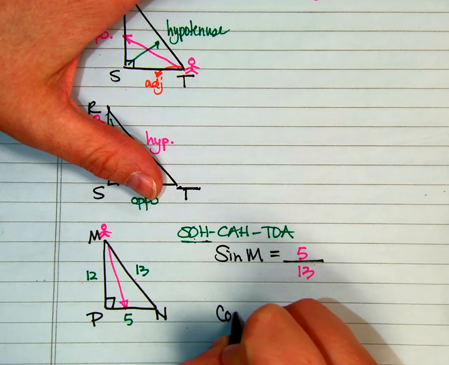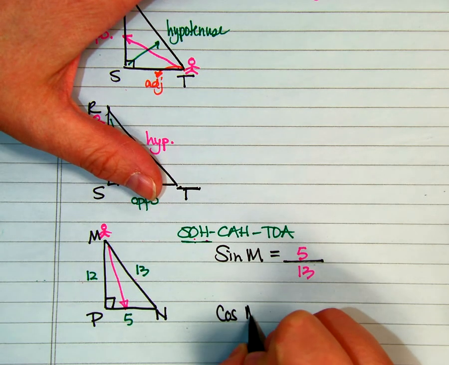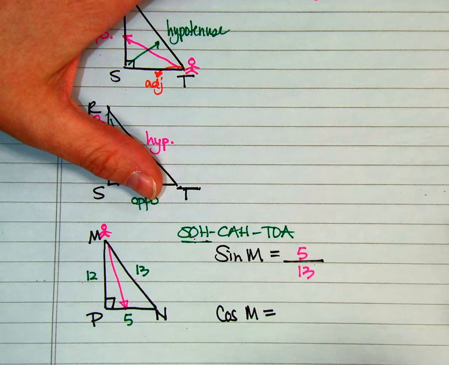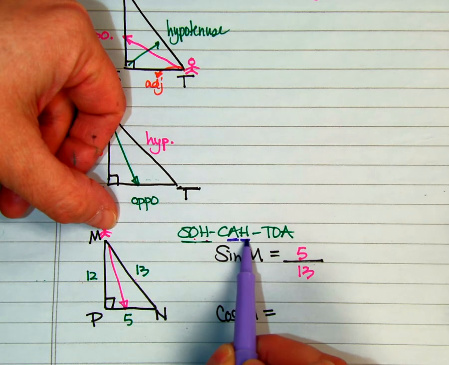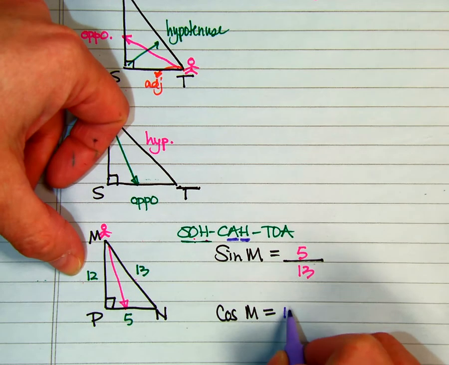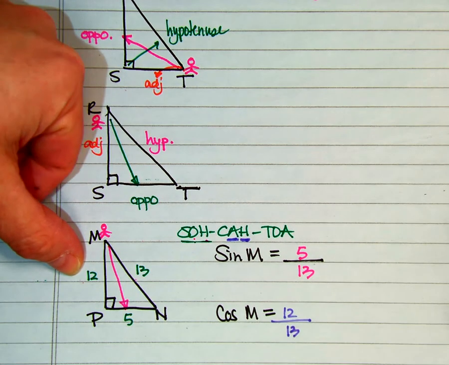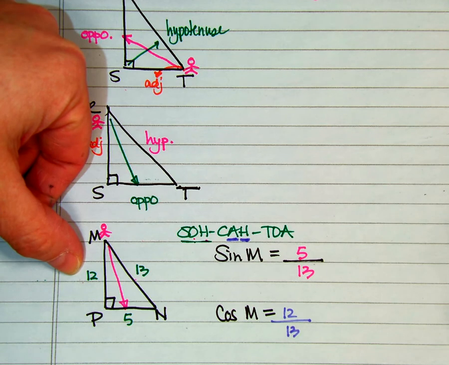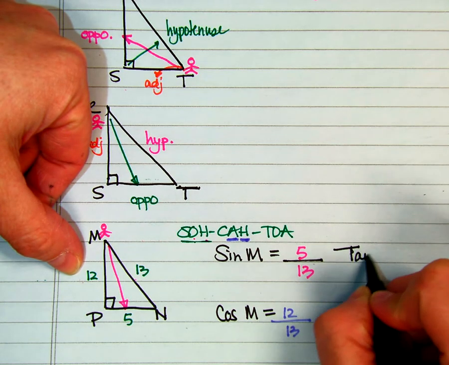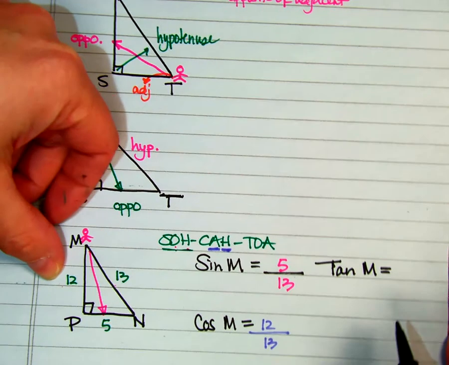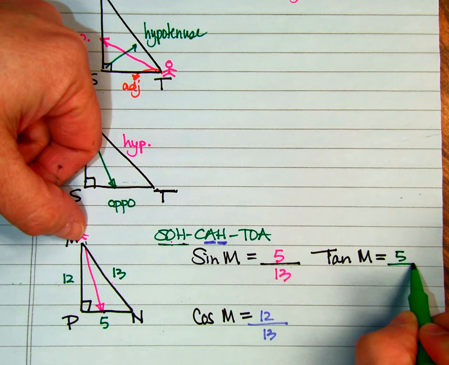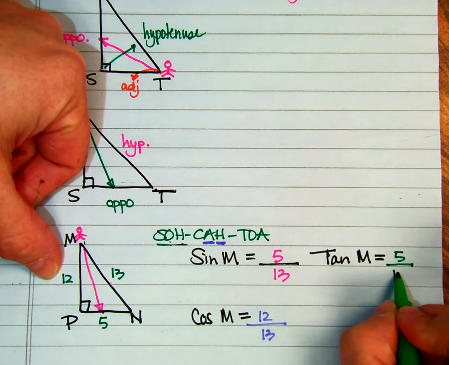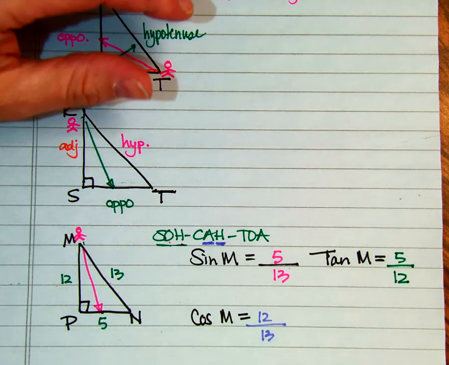So what is the cosine of M? Okay, I'm still standing at the same angle because that's what I'm looking for. So the cosine of M is going to be the adjacent over the hypotenuse. So the adjacent would be 12, and the hypotenuse is going to be the 13. Tangent of M, tangent is going to be the opposite, which is 5, over the adjacent side, which would be 12.